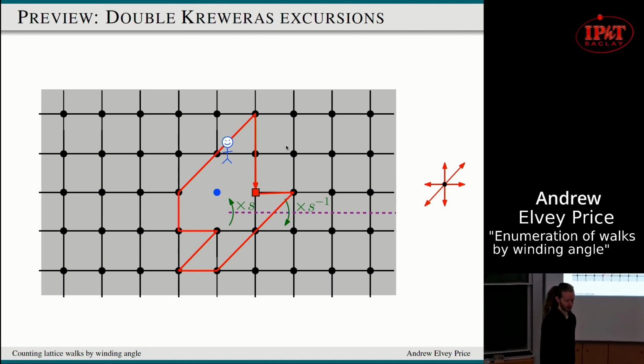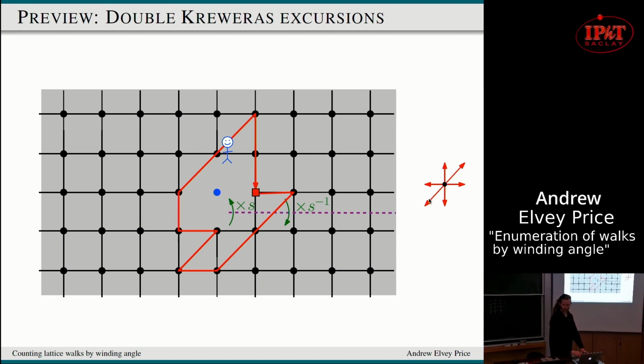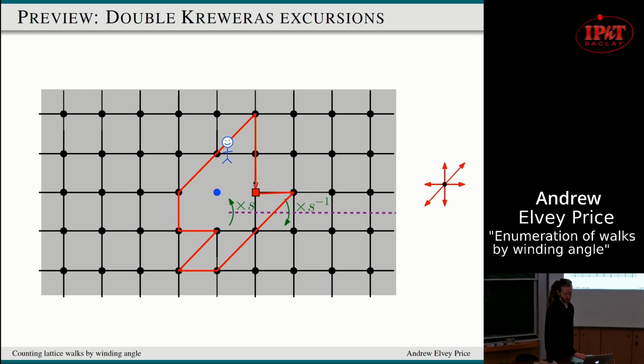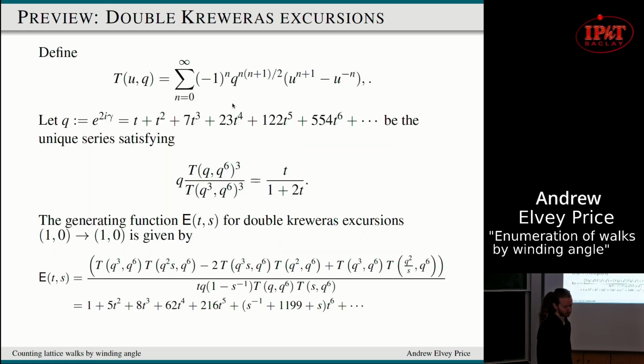Okay. So just as a preview, to give an idea of the kinds of results we get. If we choose this step set, which is called the double Kreweras step set, and we just count excursions, that is walks starting and ending at the red point, we get the following results. The results are all in terms of this power series, which is a power series in Q and U, defined here.